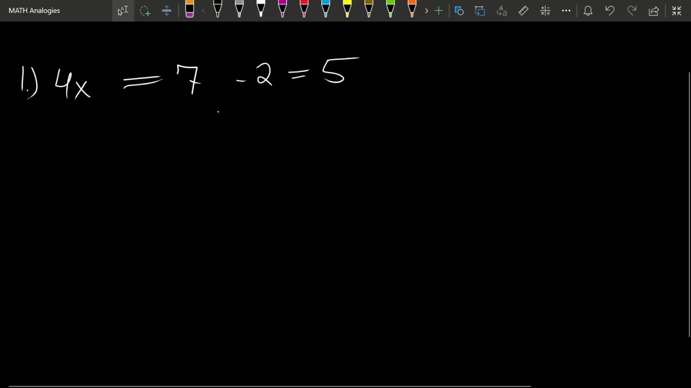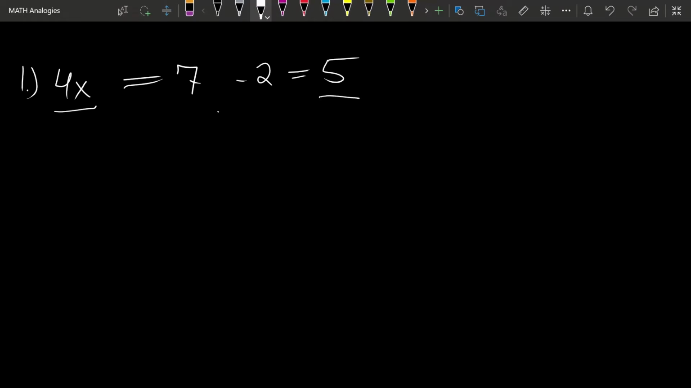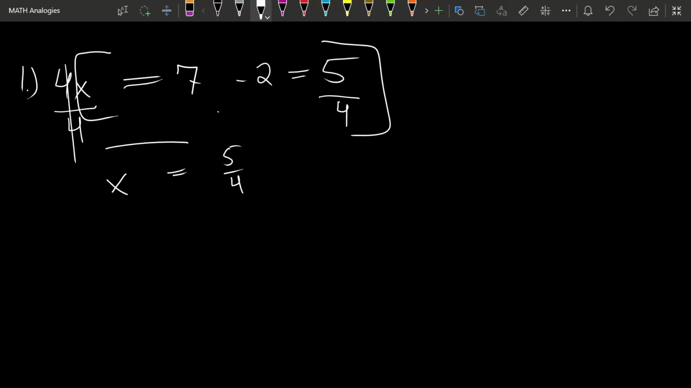Alright. So we have 4x equals 5. So what I can do now is divide by the 4. And that's actually it. We have that 1x is equal to 5 over 4. Right here. And that's it. So that's one example down. Let's go ahead and try another example.